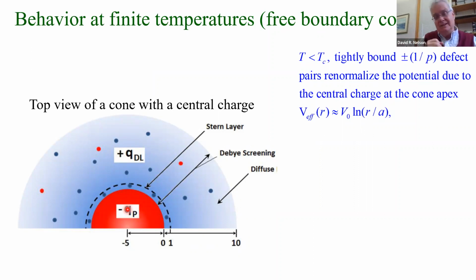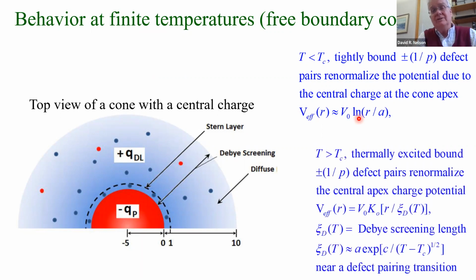But here, for the free boundary conditions at 0 temperature, we can just have a charge down here and ask, how does that charge screen as I increase temperature? What I show here are the blue and the red dots, which are supposed to give you the impression of plus or minus 1/p defects. And these will be tightly bound a la Kosterlitz-Thouless theory at low temperatures. And there'll be an effective potential by which they interact with this central thing, which is just a logarithm. That's what would happen at 0 temperature if you force them into the ground state.